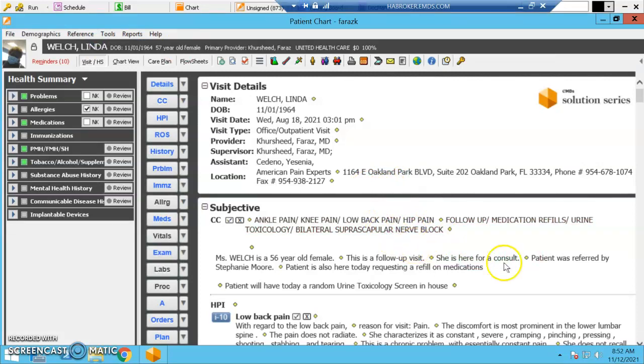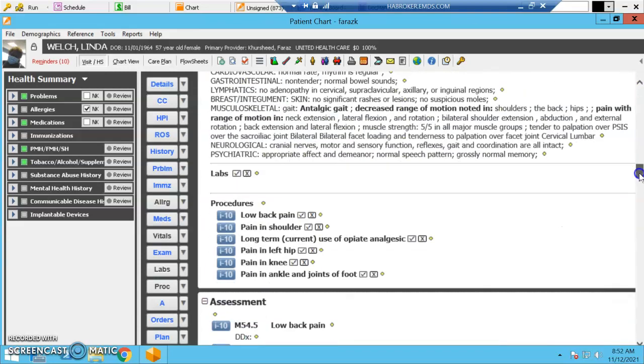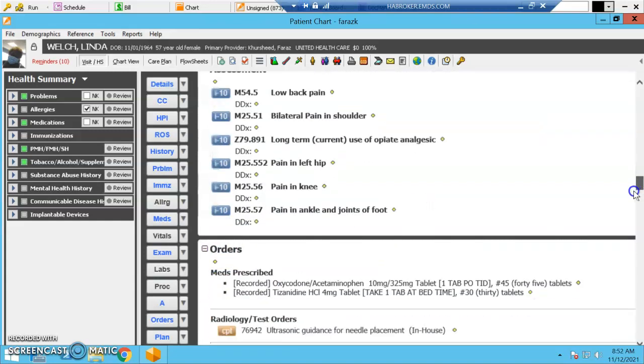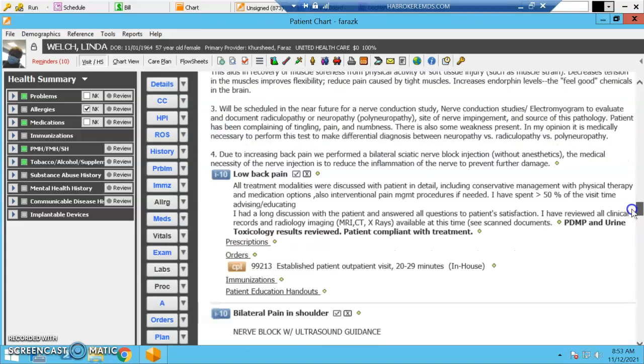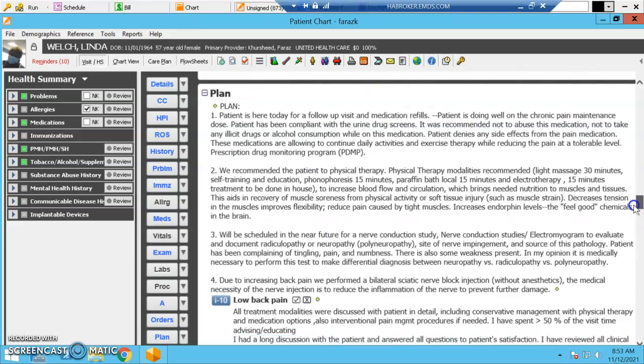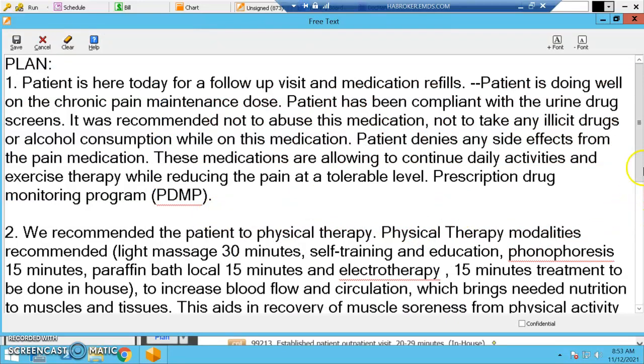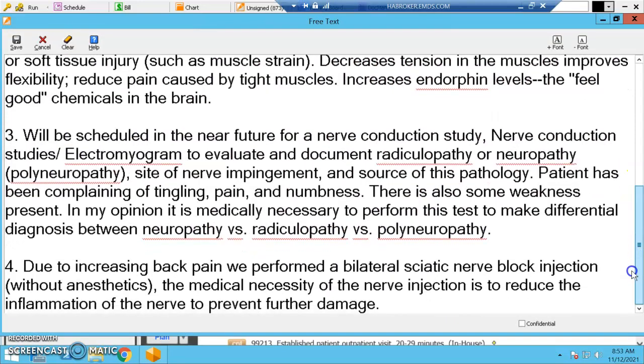Linda Welch had bilateral suprascapular nerve block, I guess, for bilateral shoulder pain. So make sure that bilateral shoulder pain is in here in the HPI, which it is. In the examination, we have some shoulder findings, which is good. And so here's a problem. Instead of the assessment plan talking about bilateral suprascapular nerve block, we're talking about the sciatic nerve block for low back pain.